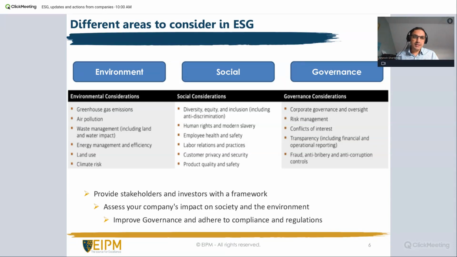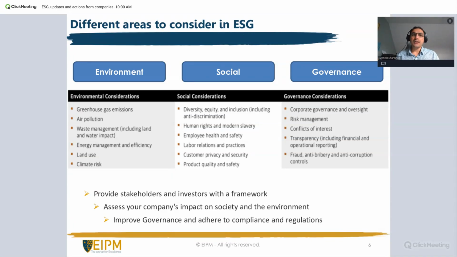Then there is conflict of interest. There is transparency on how you do the reporting, how open you are in terms of reporting, and how open you are to external and internal audits. And then you have fraud, anti-bribery, anti-corruption controls that all fit in the governance, the executive pay, the shareholders' rights, and so on and so forth. So all this is what gets in the governance part.